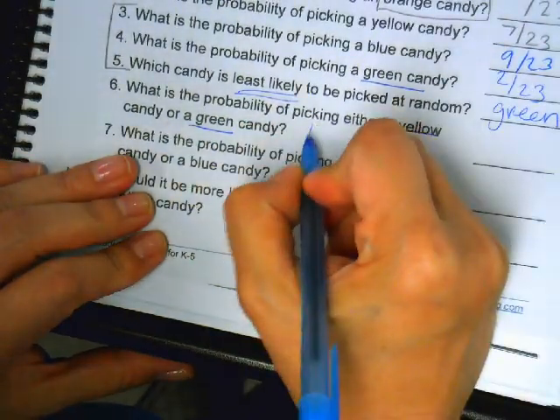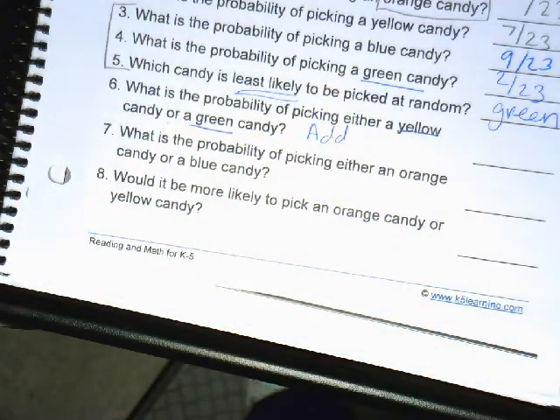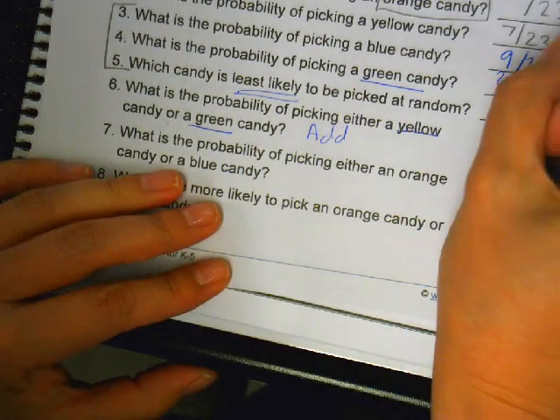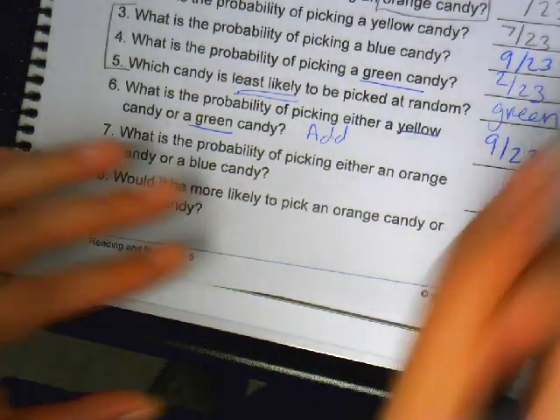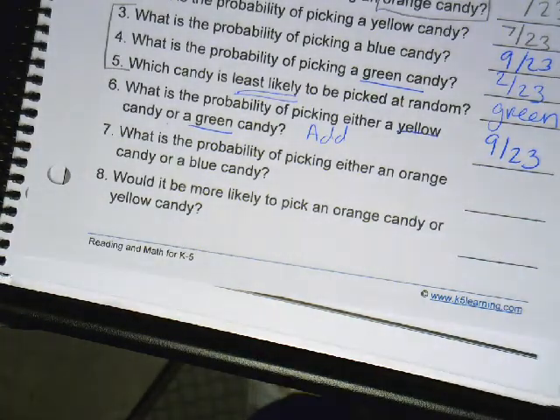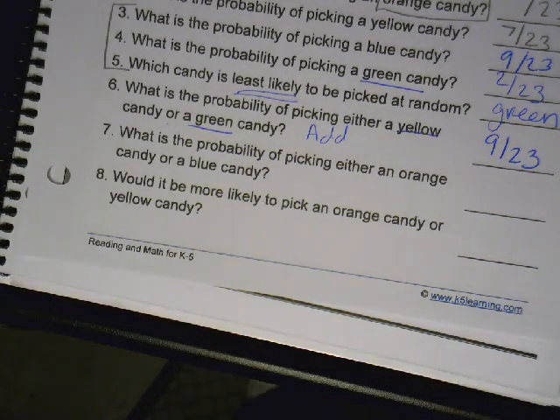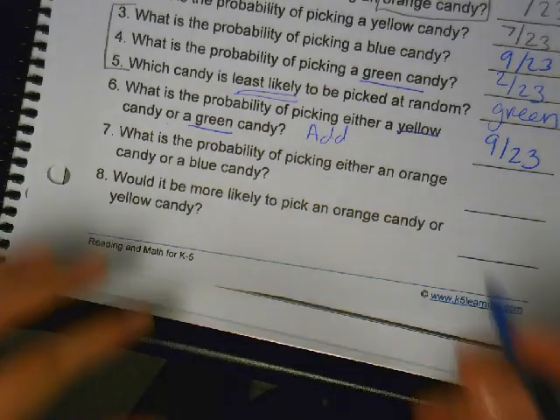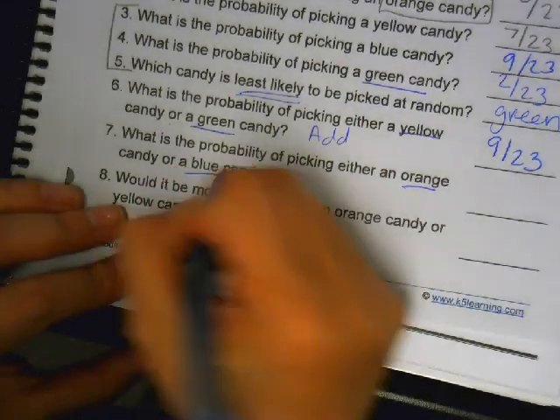So I need you to add. I need you to add. 23. I've got 10. It's your paper, so you can mark it with little dots. What is the probability of picking orange or blue? Orange or blue? 14.